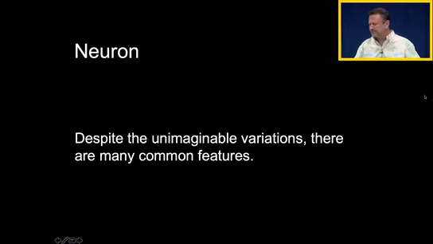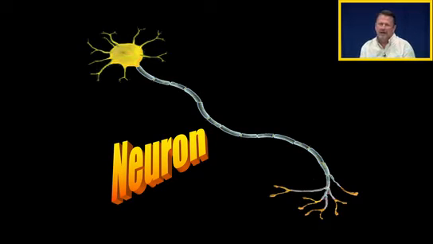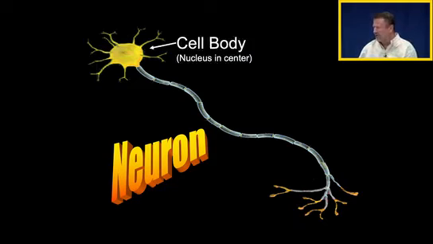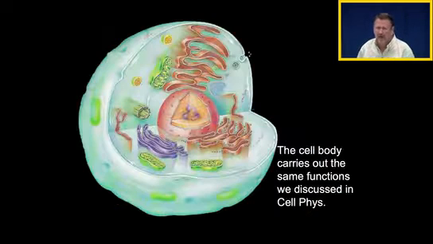Who knew? All right, but rather than spend an unimaginable amount of time talking about the unimaginable variations, we're going to just talk about some basic common features among neurons. So again, here's my generic cartoon of a neuron. And then again, there's the cell body. We talked a little bit about that. See the nucleus in the center, that's shadowed in.